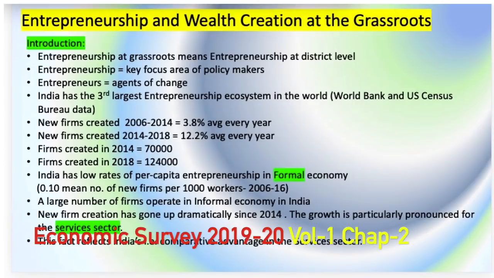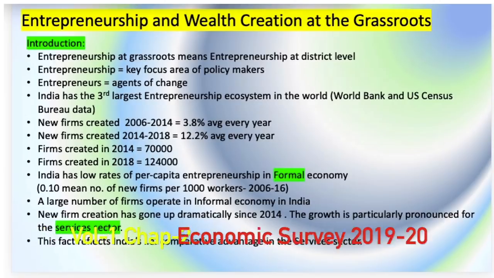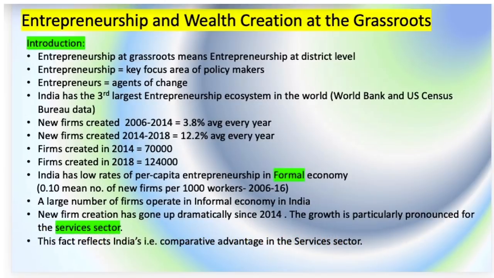So today we'll discuss chapter 2 of Economic Survey Volume 1, 2019-20. The title of the chapter is Entrepreneurship and Wealth Creation at Grassroots. By grassroots we mean the district level. In this chapter the linkages between entrepreneurship and wealth creation at district level have been given, and we'll get to know a lot of determinants and components of entrepreneurship at the grassroots level.